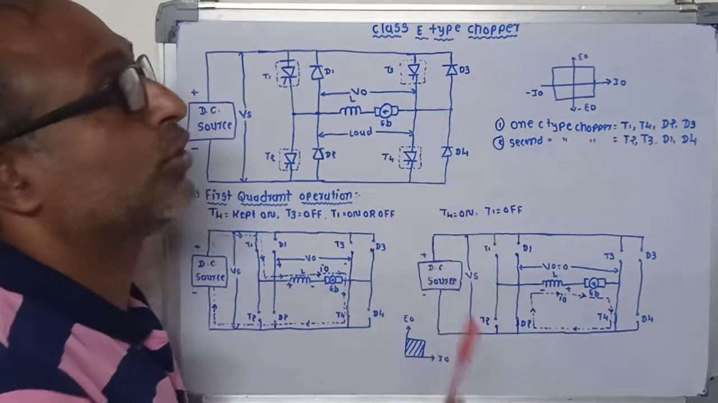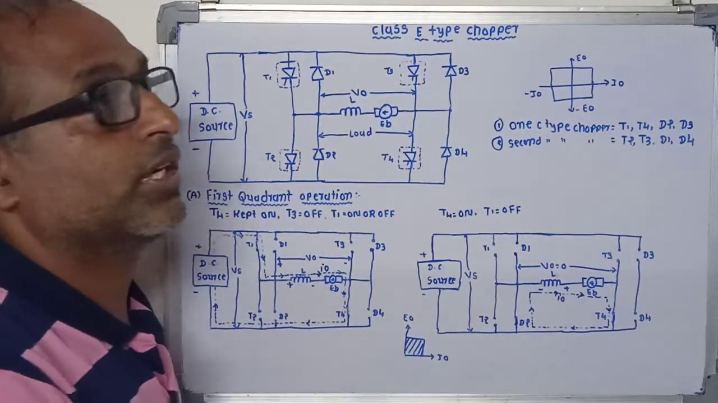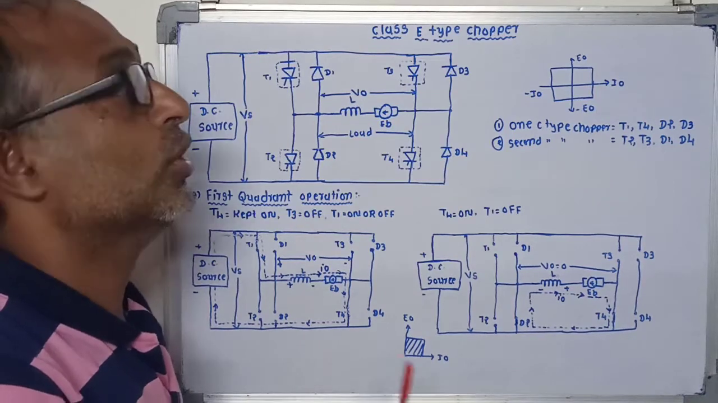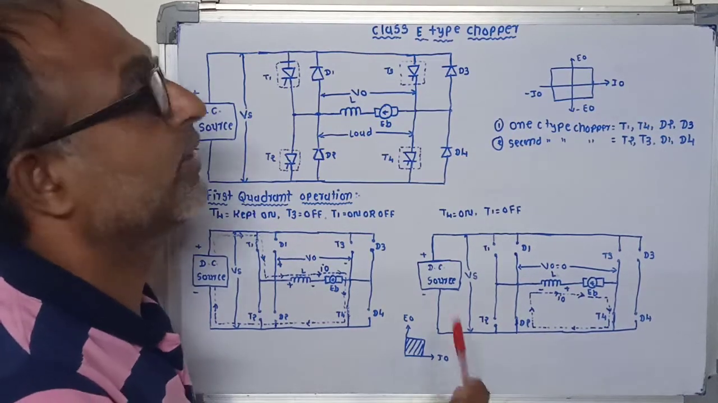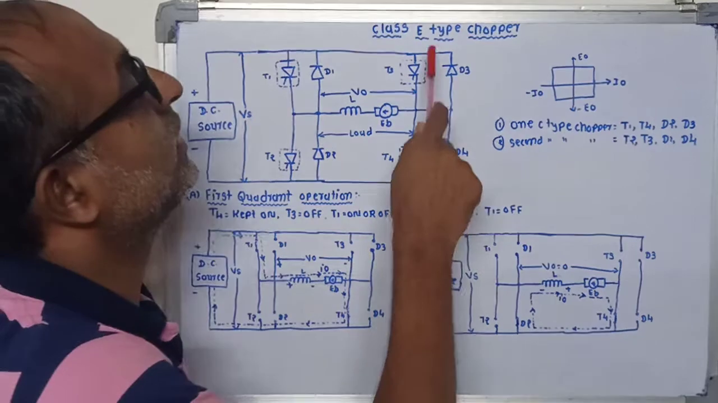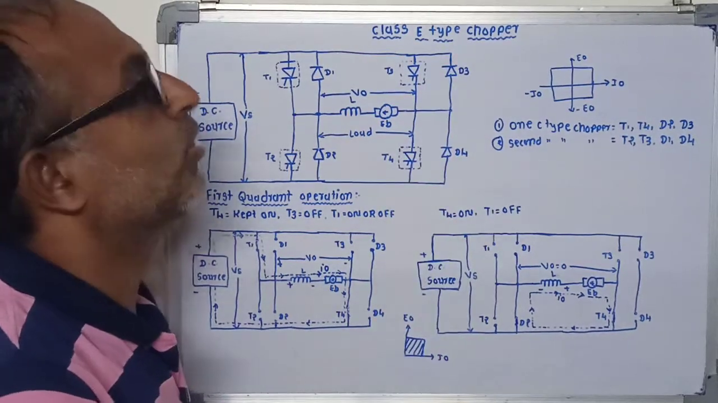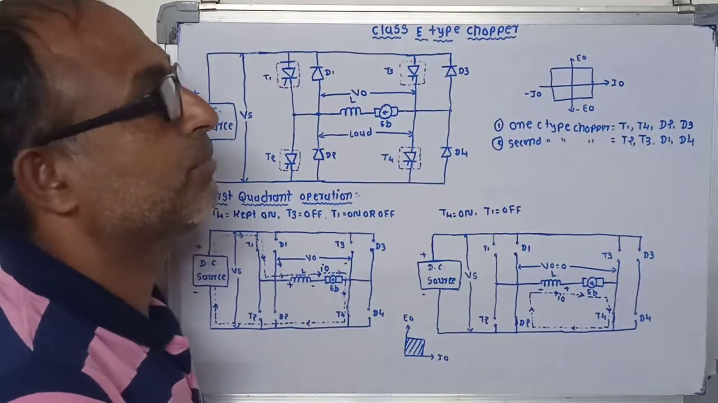Class E-type chopper. Now this E-type chopper is a 4-quadrant type chopper, so it can be operated in any quadrant. Now this E-type chopper is a parallel combination of two C-type choppers.